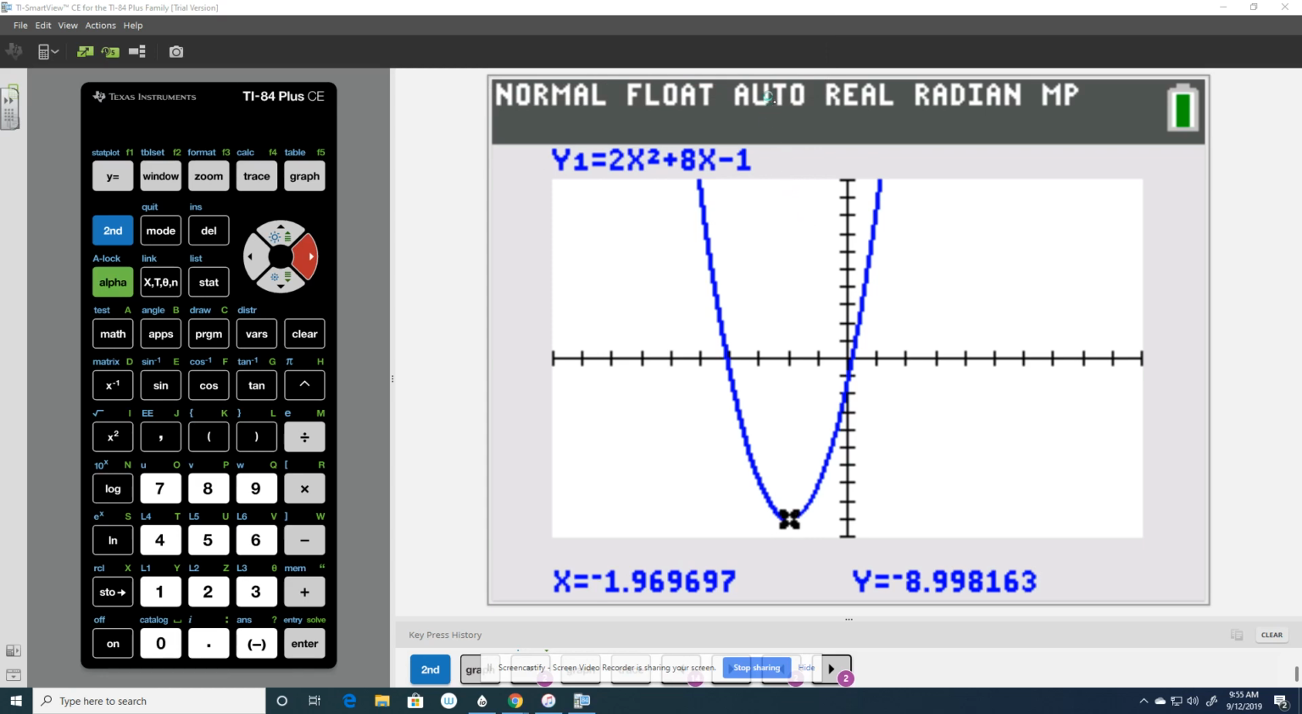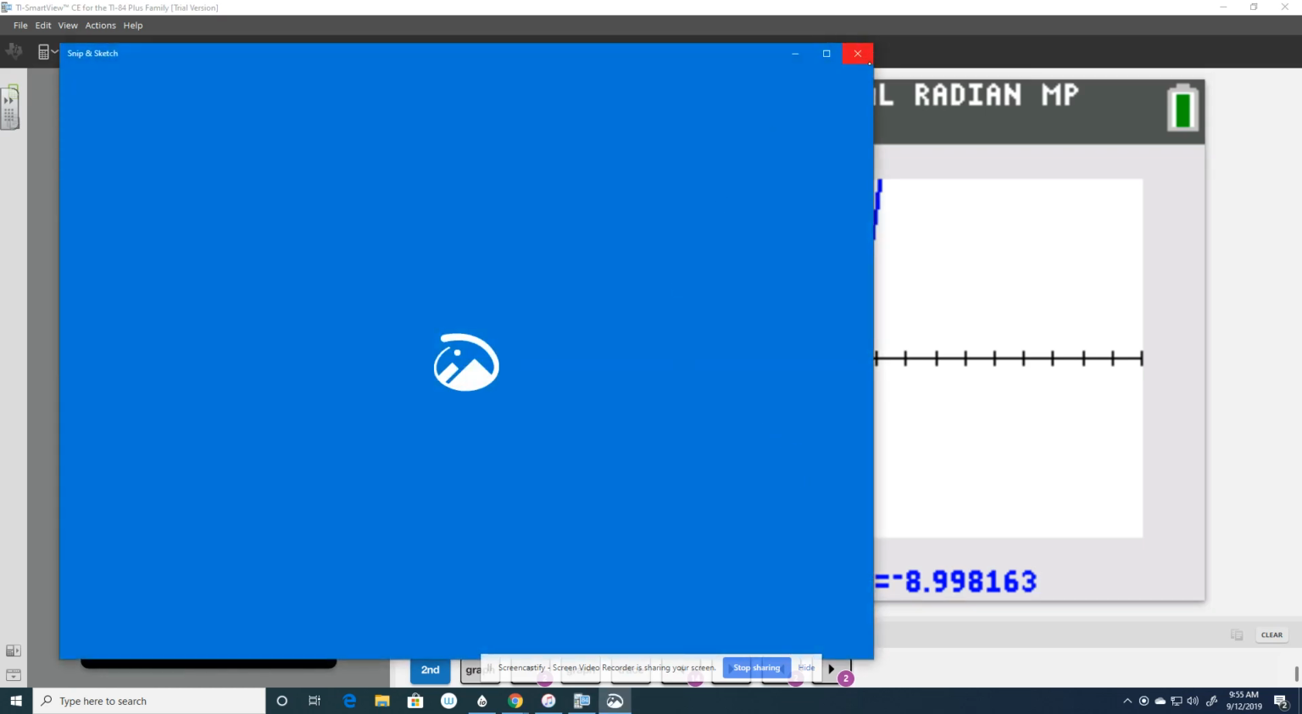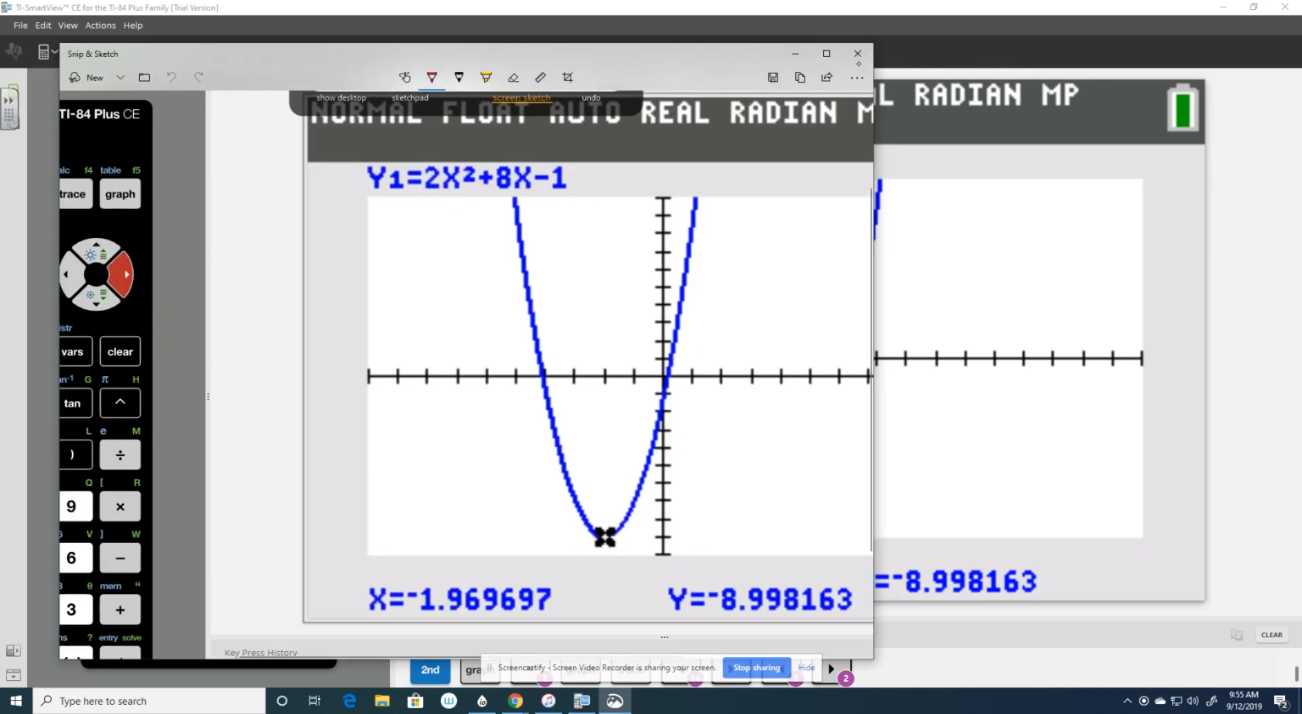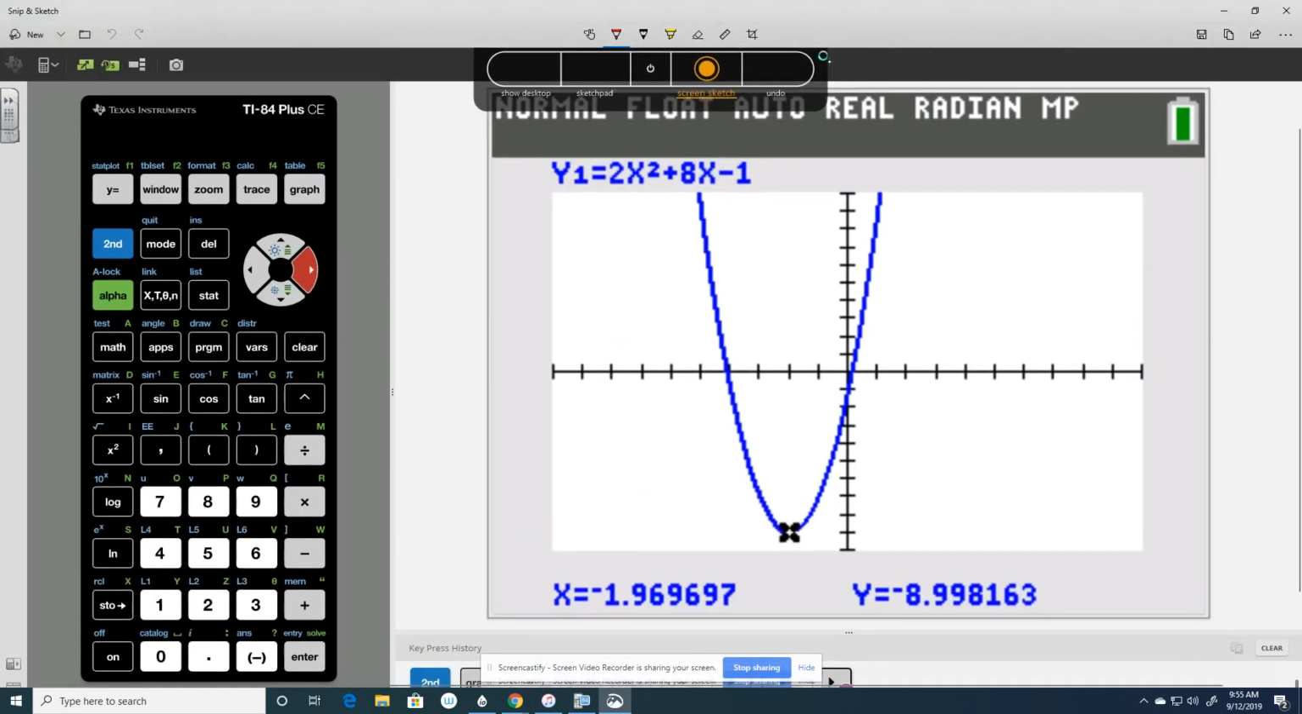I'm looking for a line that splits my graph in half. I don't want my line going this way because I want both sides of my line to be the same. And the top and the bottom of this obviously are not the same. So what I'm looking for is the line that goes right down the middle.